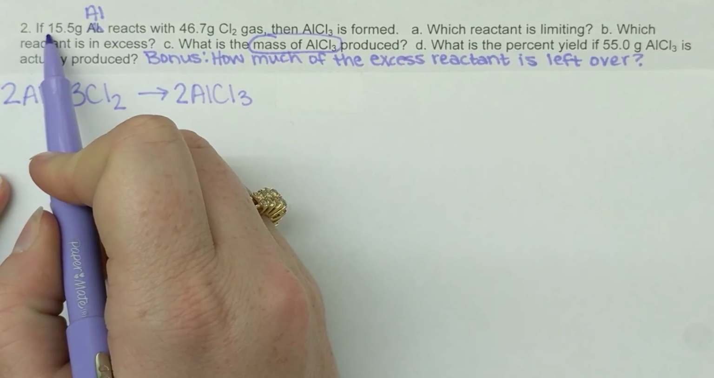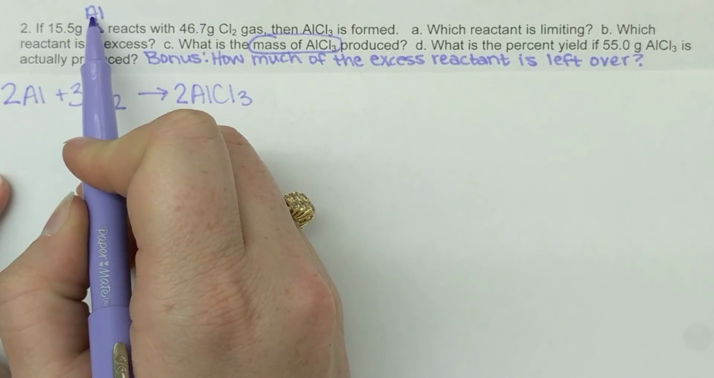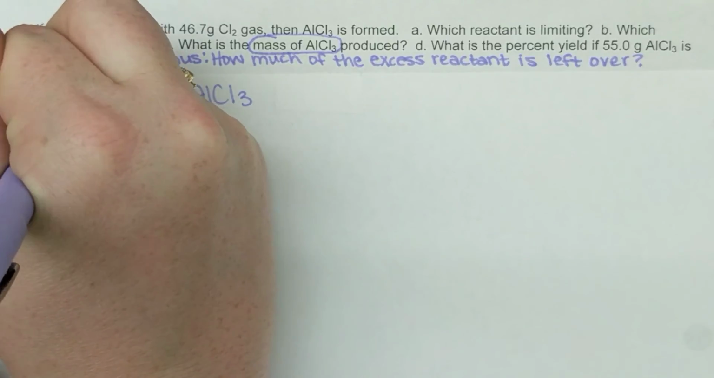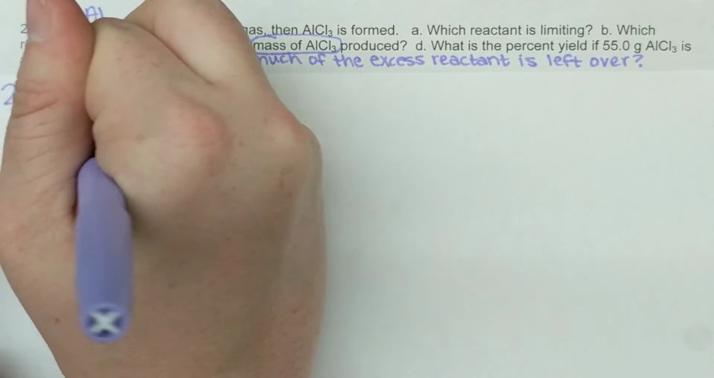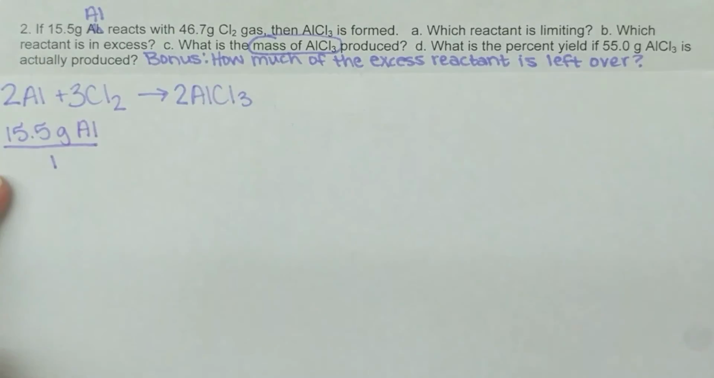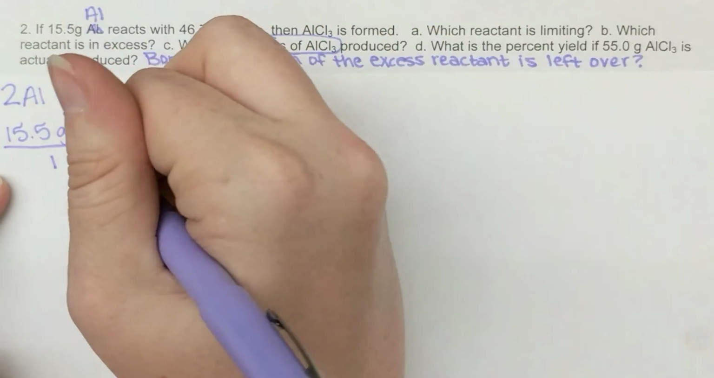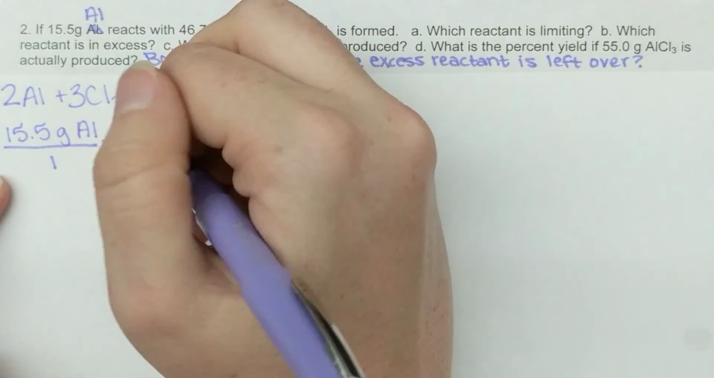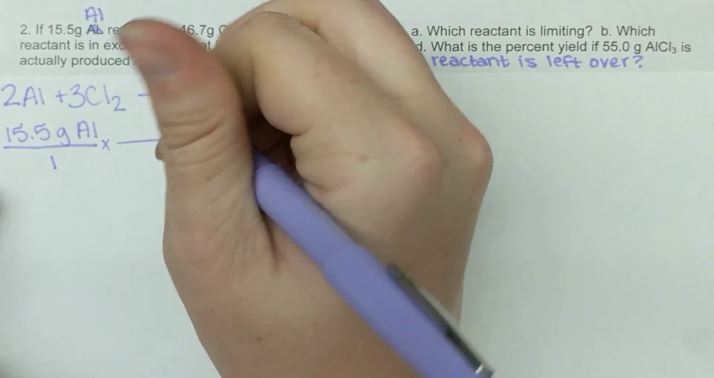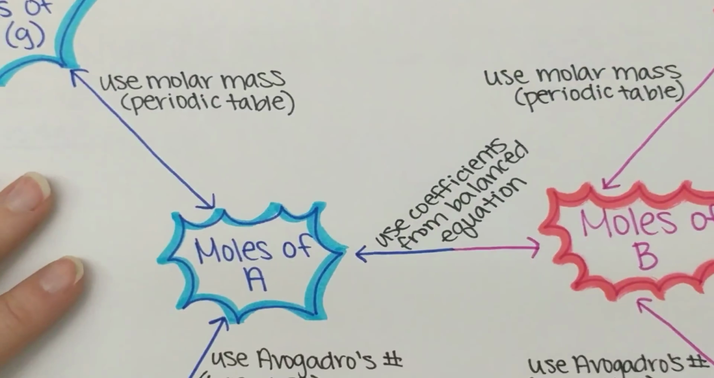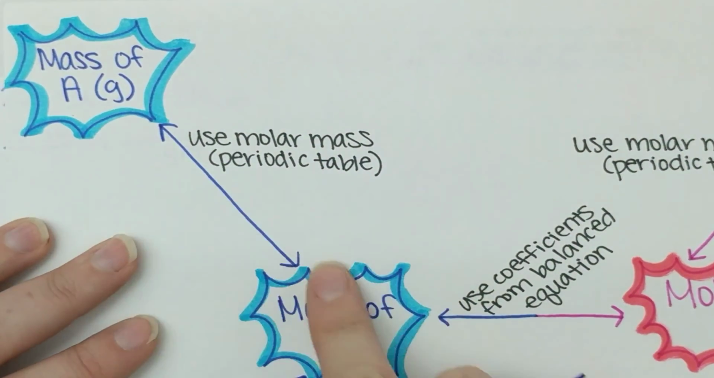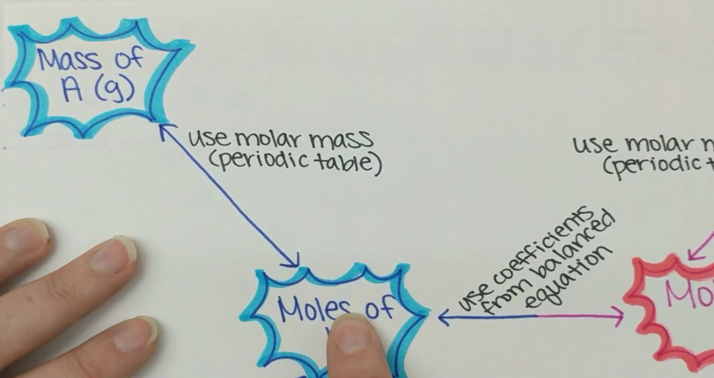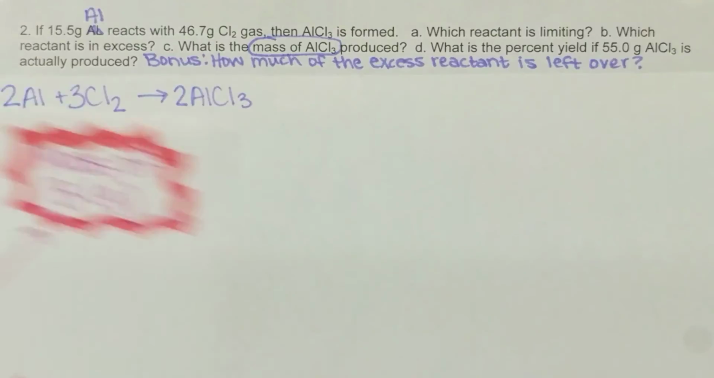So my first part of the problem says I have 15.5 grams of aluminum. So let's just work on that first. I have 15.5 grams of aluminum. Put it over 1. Okay? My unit on top, grams of aluminum, comes down to the bottom. And from grams, there's really only one place I can go. From mass to moles, using the molar mass on the periodic table. So that's what I'm going to do first, go from grams to moles.